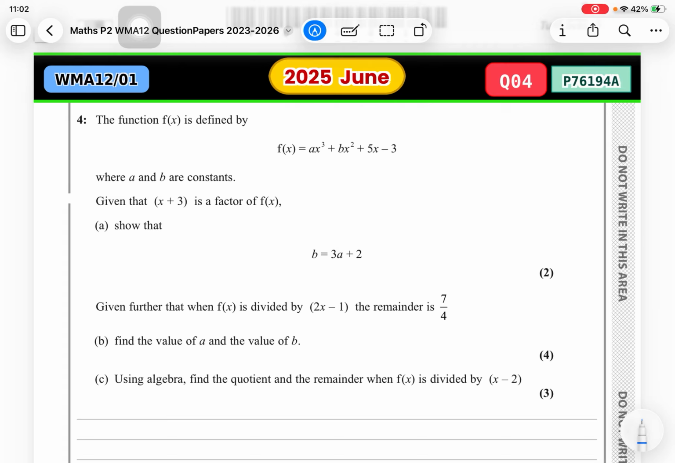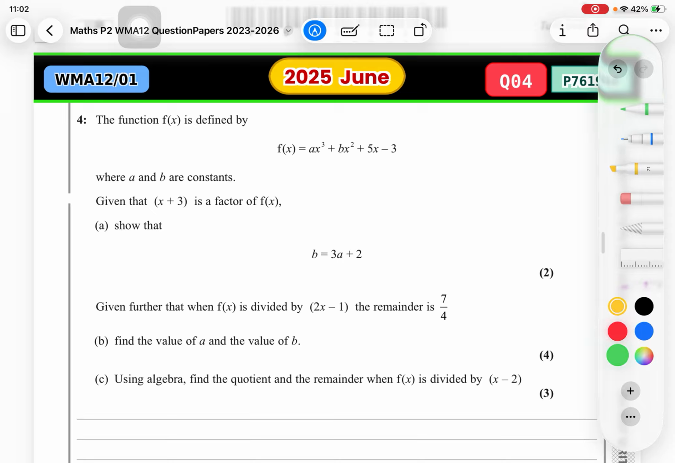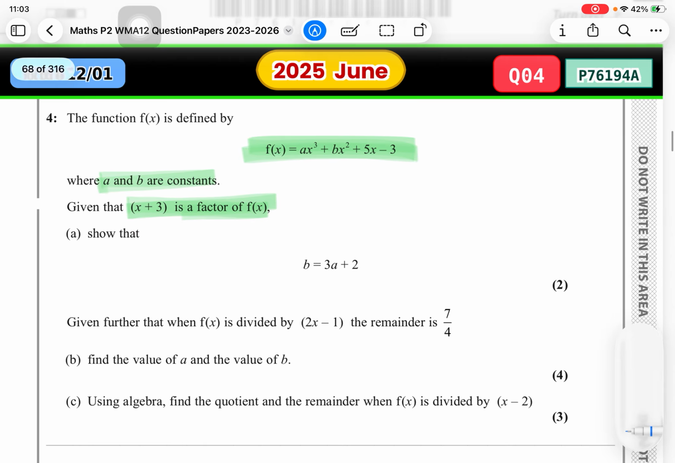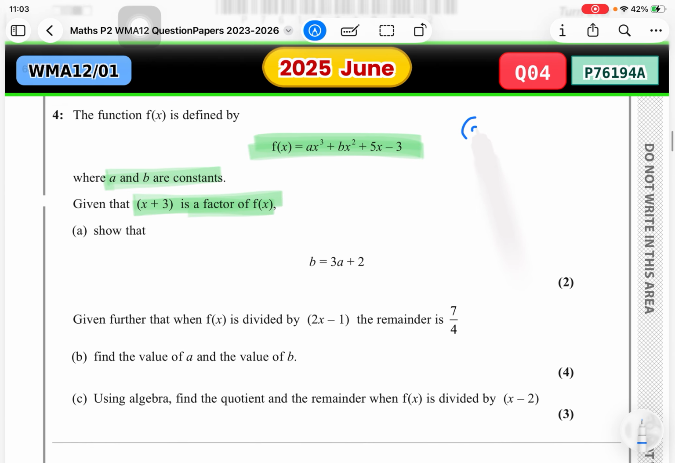Now let's start with question number 4. In question number 4, we are given the function f(x), and a and b are constants, so this is a factor question. In the factor theorem, the rule is if x minus a is a factor, then f(a) would be 0. So this is the factor theorem proving.